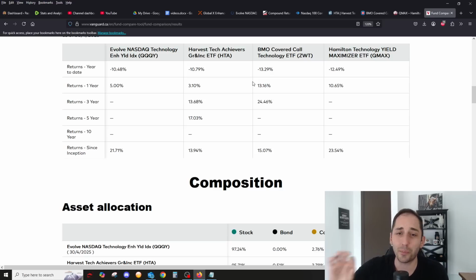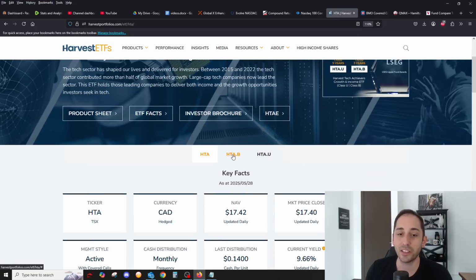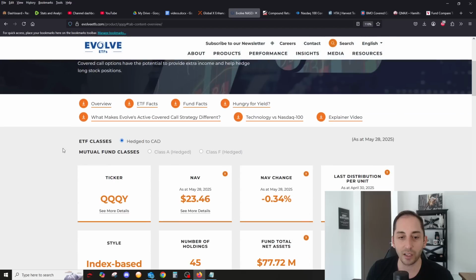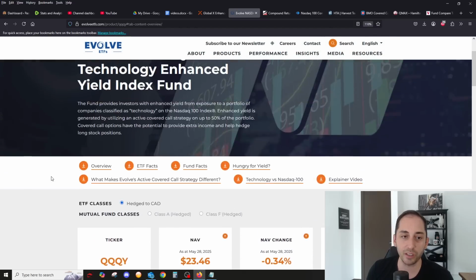So in my opinion, the best thing to compare QQQY to is probably HTA, because HTA is not hedged to the Canadian dollar. They do have an HTA.B that is hedged to the Canadian dollar, but HTA makes the most sense because QQQY is hedged to the Canadian dollar. They don't have an unhedged version yet. Maybe they will. It's less than 100 million.